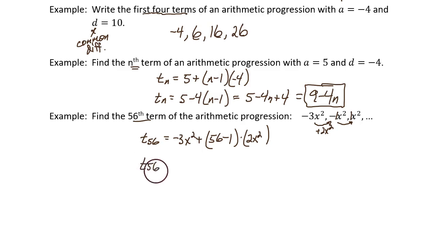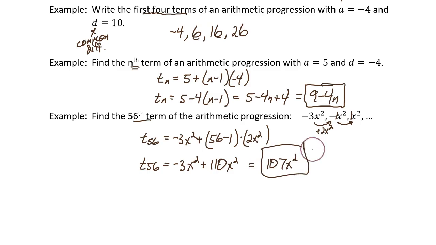Let's simplify on the right side. We have -3x squared plus 55 times 2, which is 110x squared. This makes 107x squared. So using formulas, we're able to get the 56th number in a list of numbers without taking the time to actually write this out 56 times.